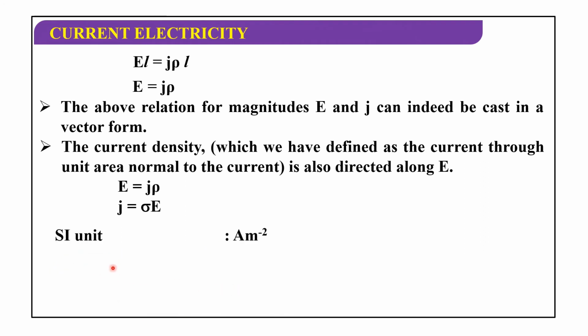Now, this SI unit is ampere meter to the power of minus 2. So, its dimension formula is I L to the power of minus 2.